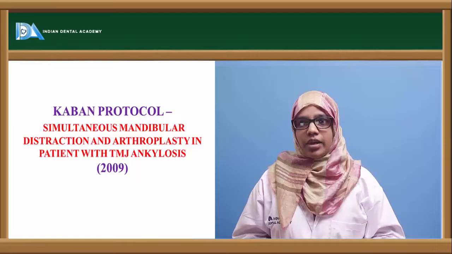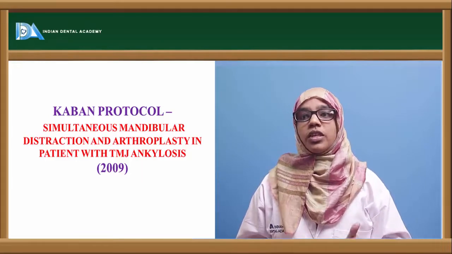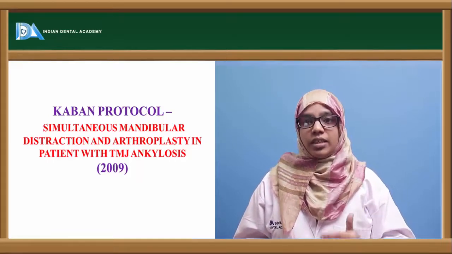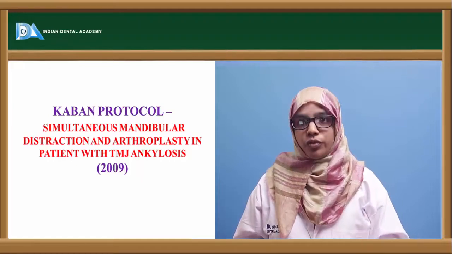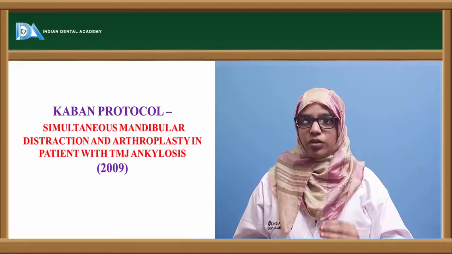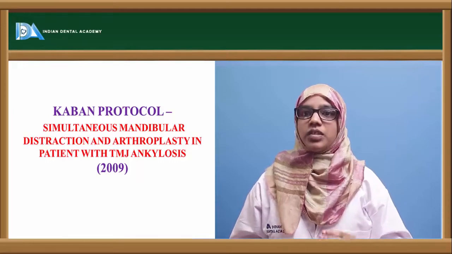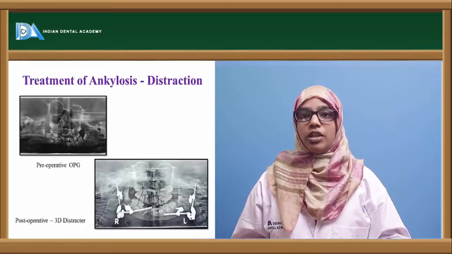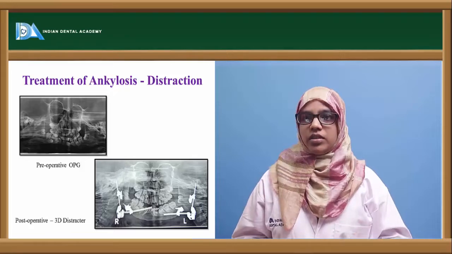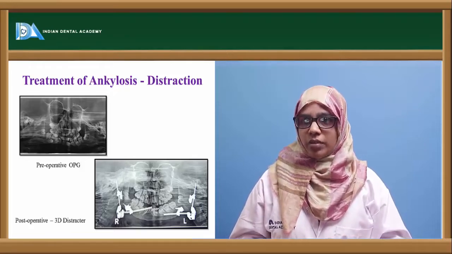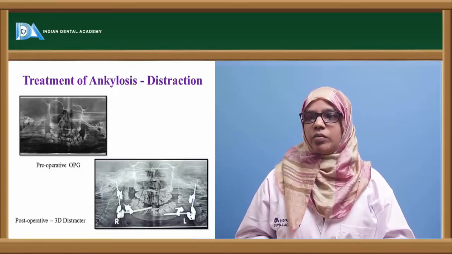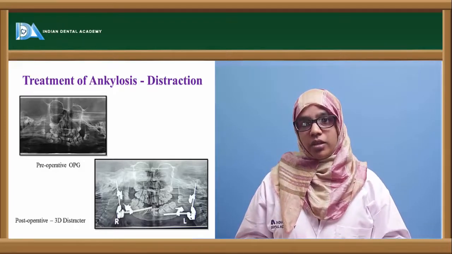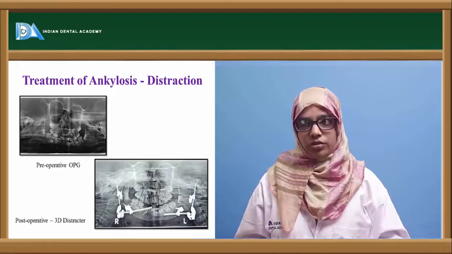In 2009, Kaban has also modified this protocol by introducing distraction osteogenesis into it. What exactly is distraction osteogenesis? It is nothing but formation of bone as well as soft tissue. You incrementally increase the osteotomy segment size so that bone as well as soft tissue is formed. So by doing distraction osteogenesis, you maintain the height of the ramus and you maintain the facial symmetry. This is a radiograph where you can see the ankylotic mass preoperatively, after the osteotomy and placement of three-dimensional distractor. In case of three-dimensional distractor, it will move the mandible in downward, forward and lateral directions.